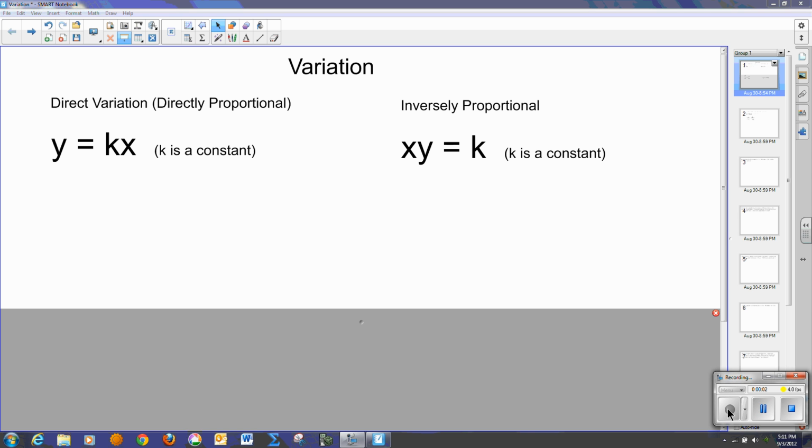On tap for today is a number of types of variations. First, we're going to start with direct variation, which is also known as a direct proportion. In this, we've got two variables, x and y, and they're varying directly. K ends up being a constant, so the equation we use is y equals kx.